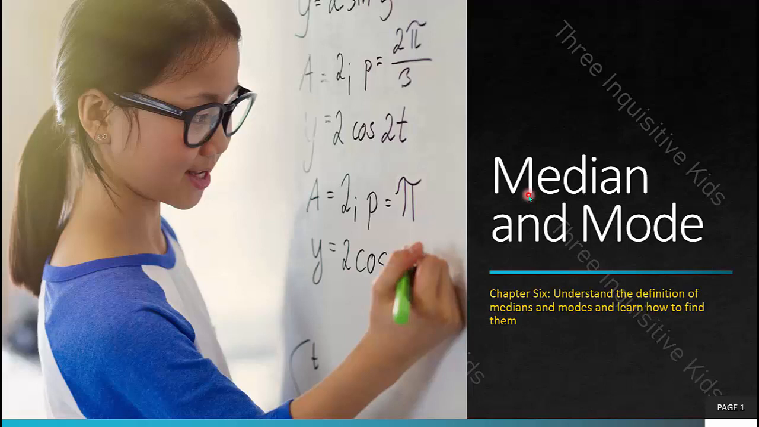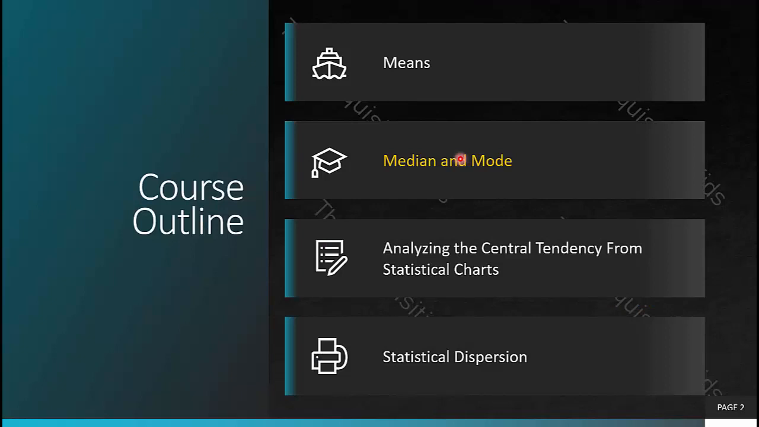So let's dive into this lesson, median and mode. Chapter 6, understand the definition of medians and modes and learn how to find them. This is the second lesson of Unit 6. As you can see, we have means, median, and mode, analyzing the central tendency from statistical charts, and statistical dispersion.